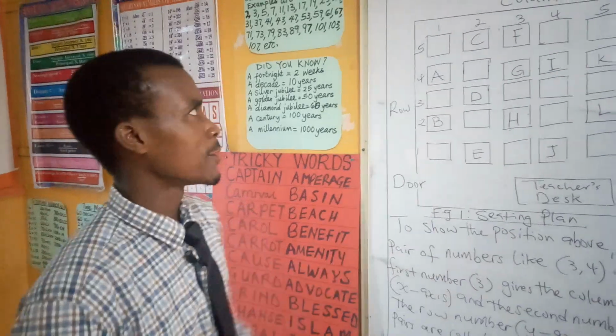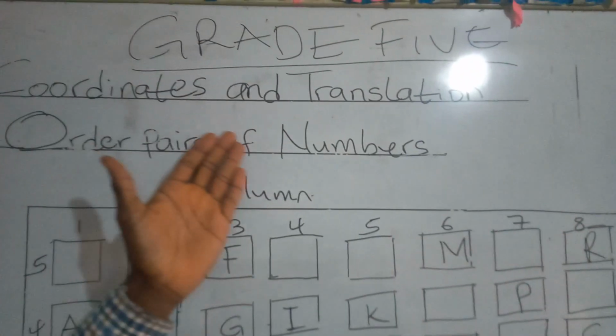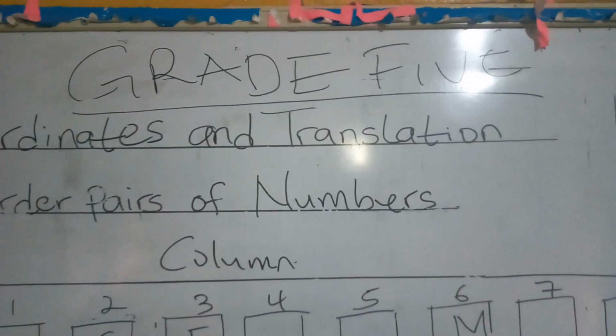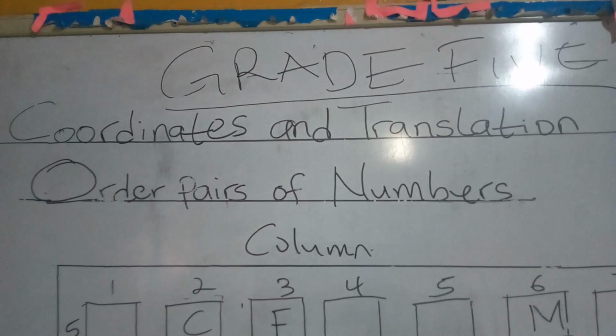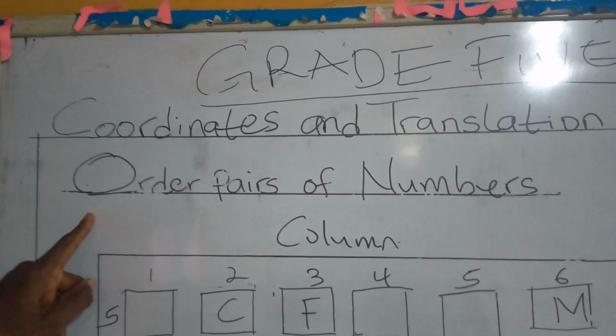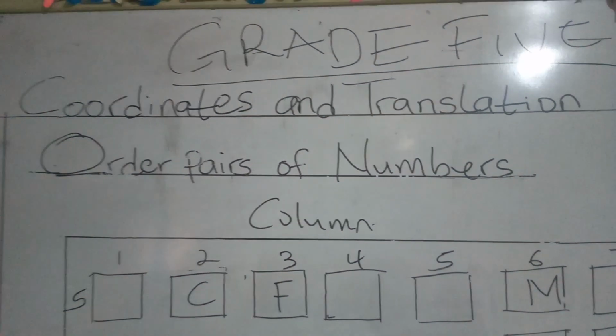So look at the board. We are having a topic titled Coordinates and Translation. Coordinates and translation. So we're having 2 topics to be treated under these coordinates and translation. So we'll be starting with the first one, which is termed as the ordered pairs of numbers.